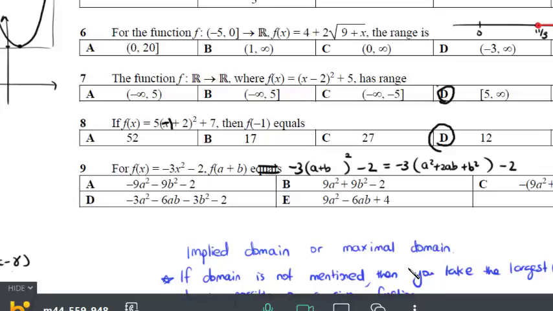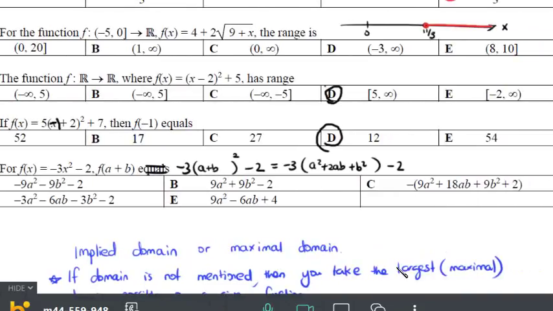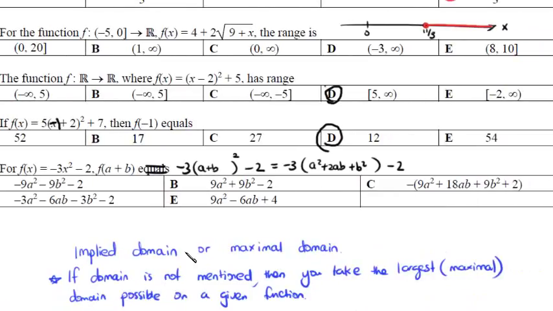So if we expand this one out, this is equal to -3a squared minus 6ab minus 3b squared minus 2. Okay, so what's the answer? It's -3a squared minus 6ab minus 3b squared minus 2. So this is the answer. So the answer is D.